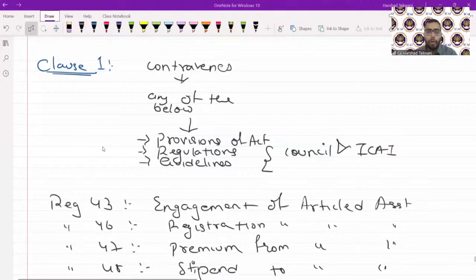So there are two things. One, who will perform the count. Second, by attending the physical count, who will perform the audit procedure. I hope I am clear. Any further doubt, guys?